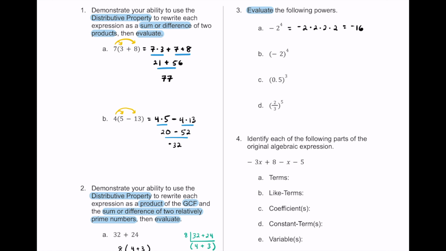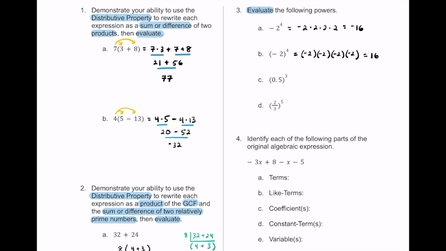As opposed to the second one here, we have negative 2 raised to the 4th power, so that's 4 of these negative 2s, so it's not the same thing as the first, even though they look similar. Now, if we just ignore the negatives for a moment, 2 times 2 is 4, times 2 is 8, times 2 is 16, but a negative times a negative times a negative times a negative is always going to be a positive if we have an even number of negatives, so that's positive 16.